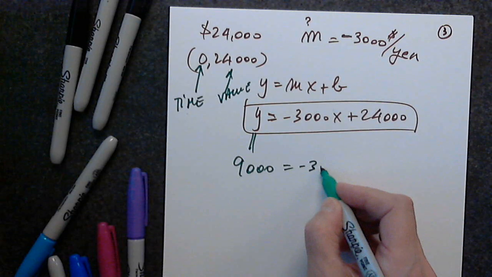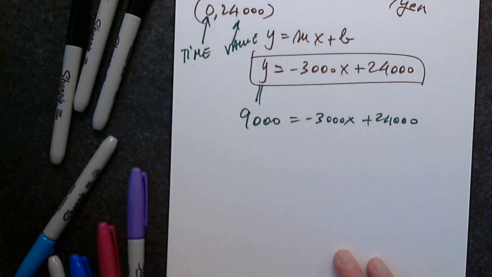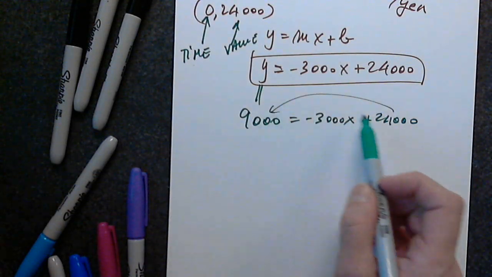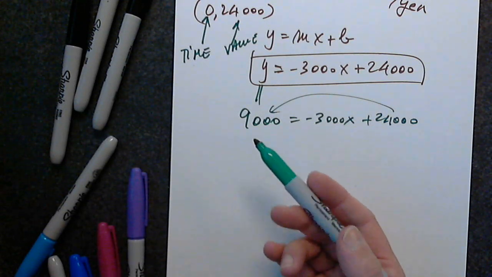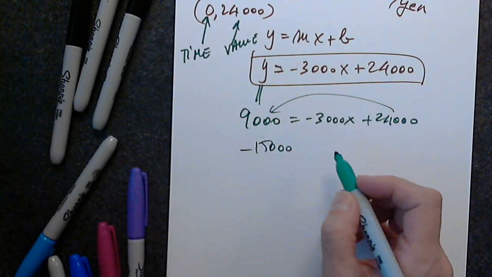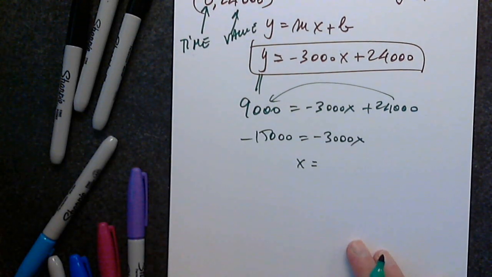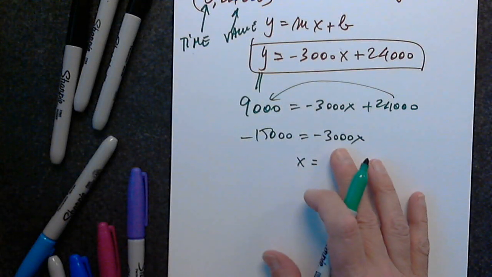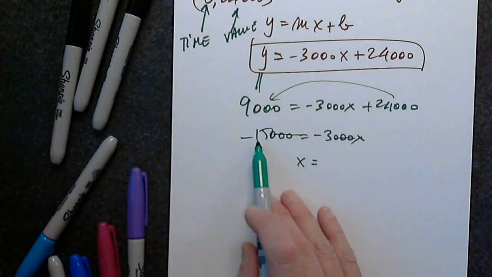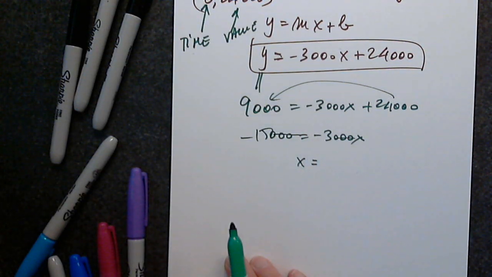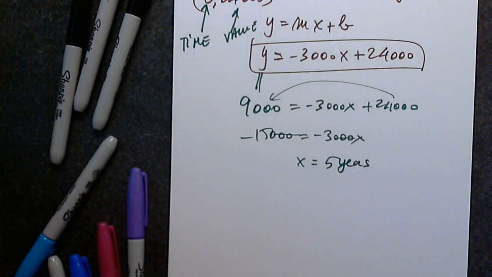So this is negative 3,000 X plus 24,000, right? So you move 24, exactly what you just did. So 24,000 minus 9,000 equals 15,000. And then now we divide both sides by negative 3,000. 15 divided by 3 is 5. So 5 years. And you can always go back and check.